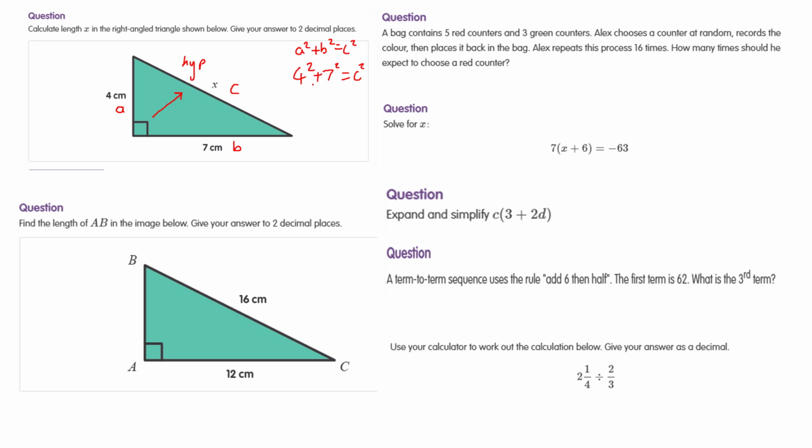And I'm going to do this part without a calculator. So that's 16 plus 49 equals c squared. So that's 65 equals c squared. What do we need to do? Square root both sides. So what's the square root of 65?